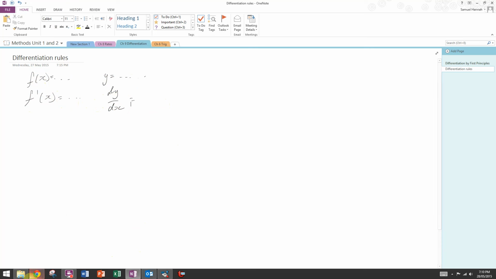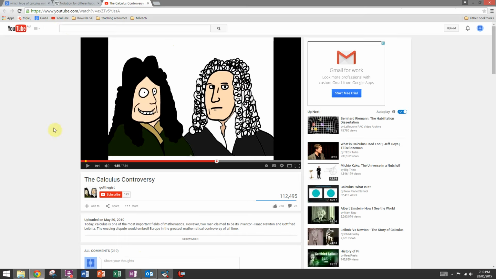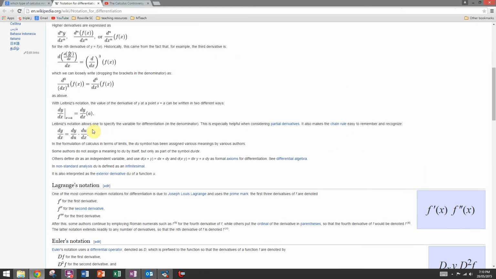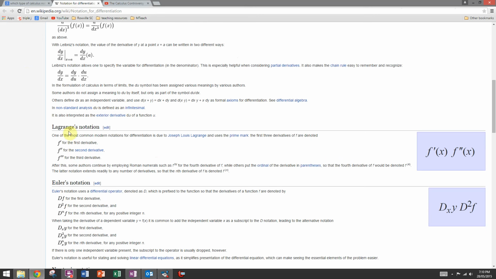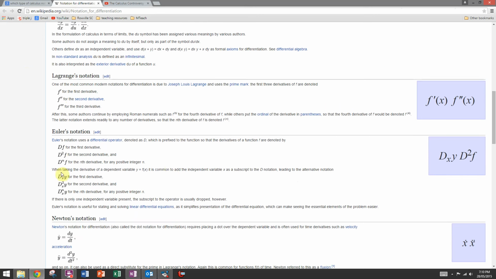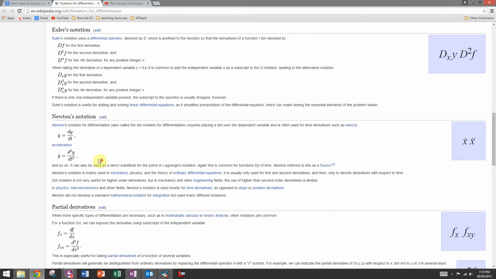So if we just have a quick little look at some others. Here's a bunch of them. So here's Leibniz's one. He likes the dy dx style. And here's Lagrange. He likes the f dash of x. And you can see there's others too. So there's one that Euler likes, and there's also one that Isaac Newton liked down here as well.